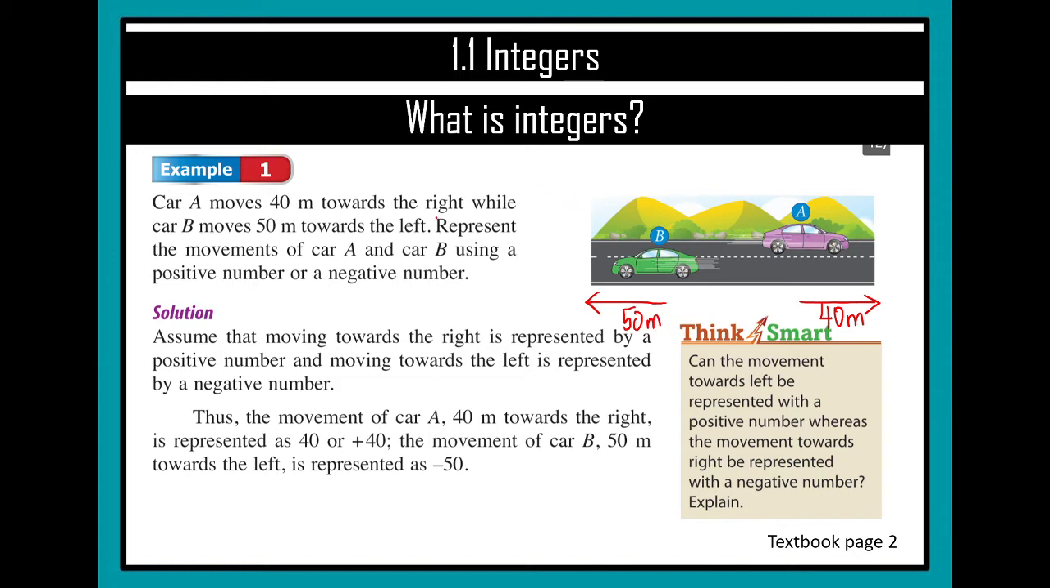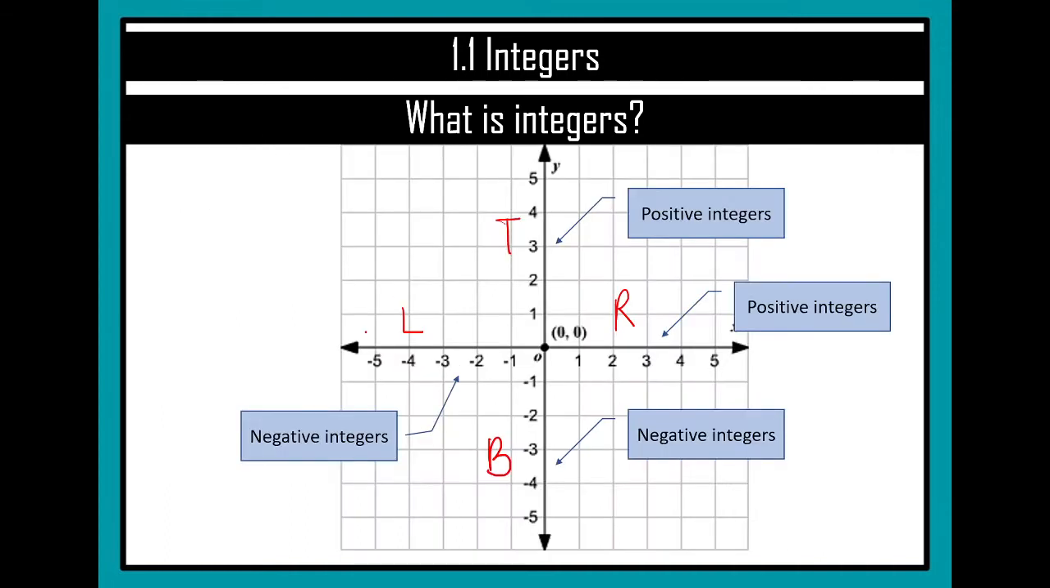Right, the question wants us to represent the movement of the car A and car B using positive or negative number. Alright, so previously we already see that for left and right, the right will be the positive integer and the left will be the negative integer.